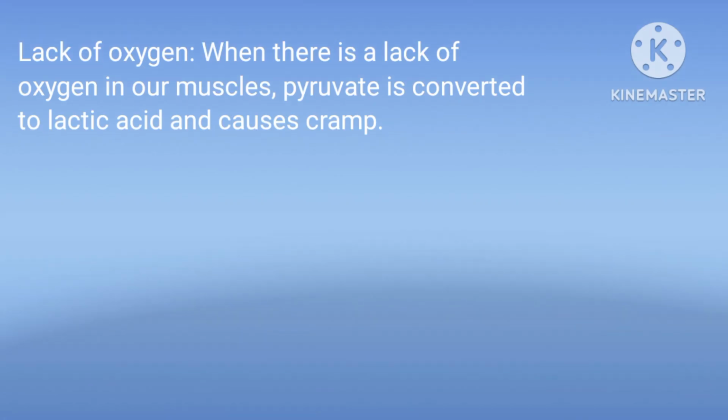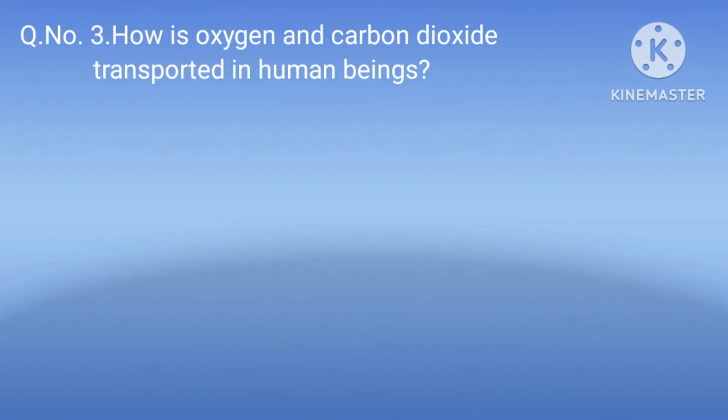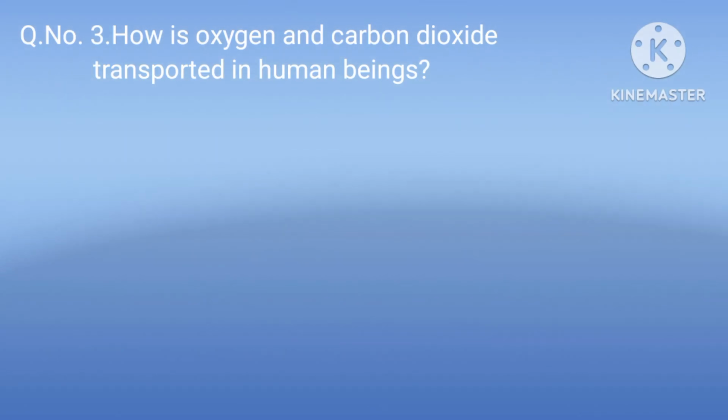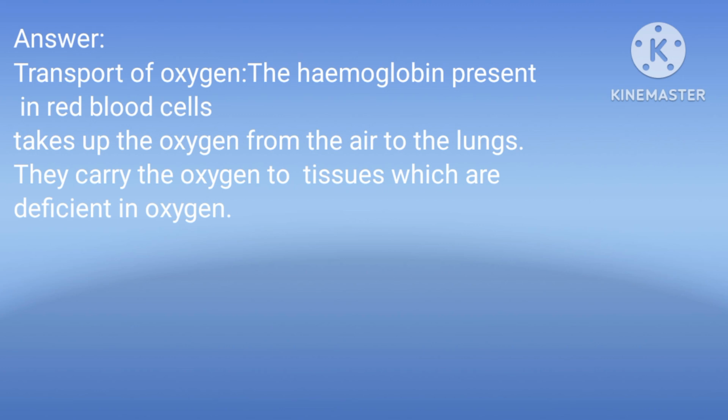Lack of oxygen. When there is a lack of oxygen in our muscles, pyruvate is converted to lactic acid and causes cramps. Question number 3. How are oxygen and carbon dioxide transported in human beings? Answer. Transport of oxygen. The hemoglobin present in red blood cells takes up the oxygen from the air in the lungs.